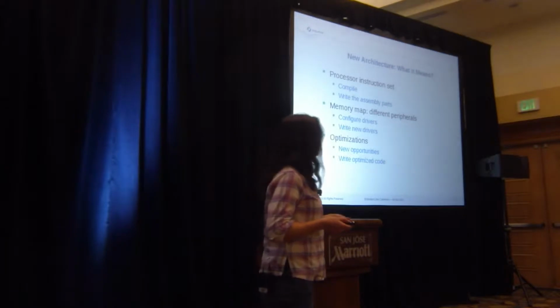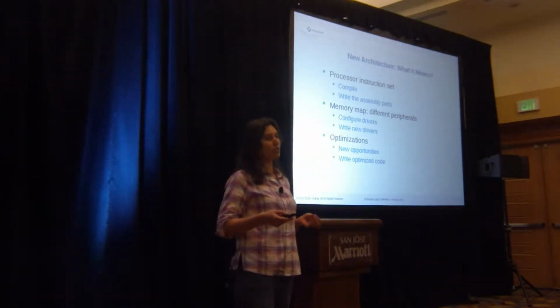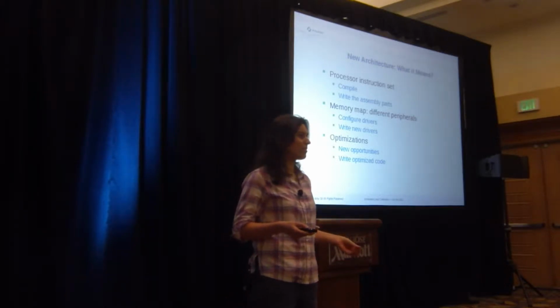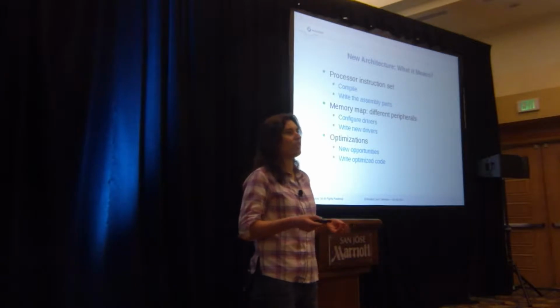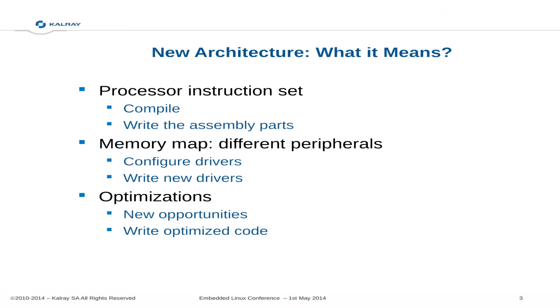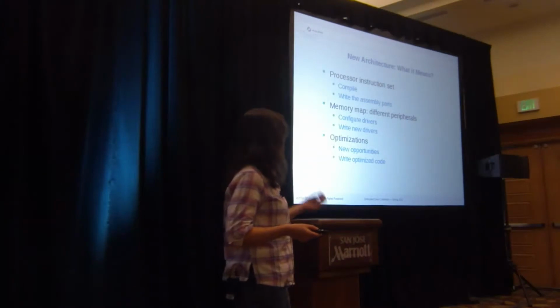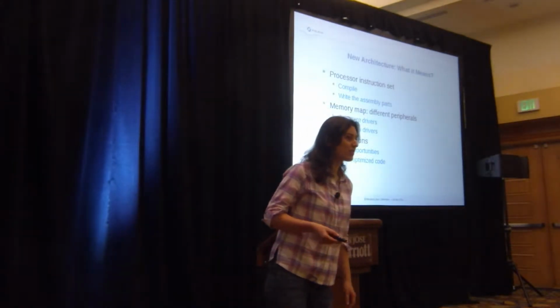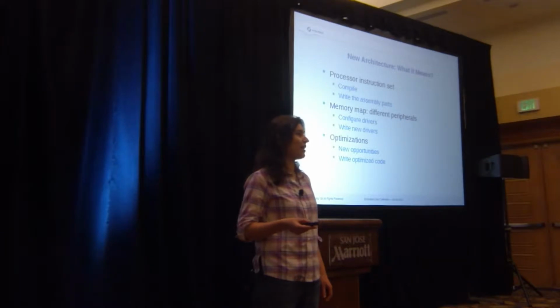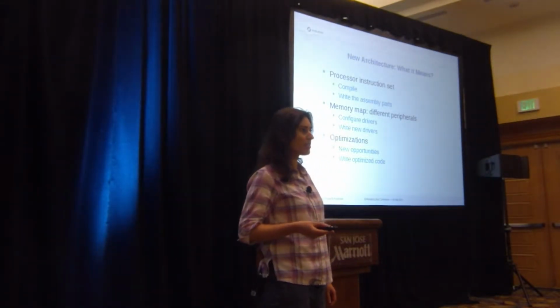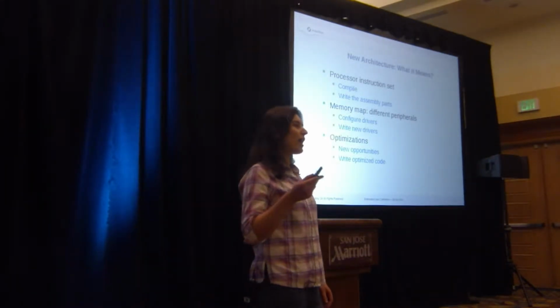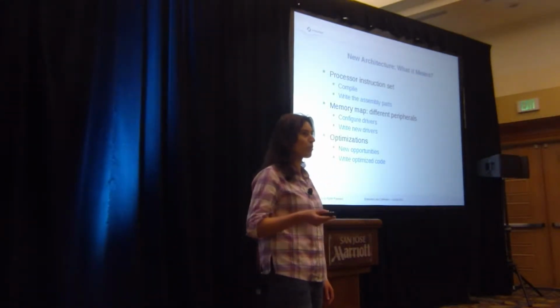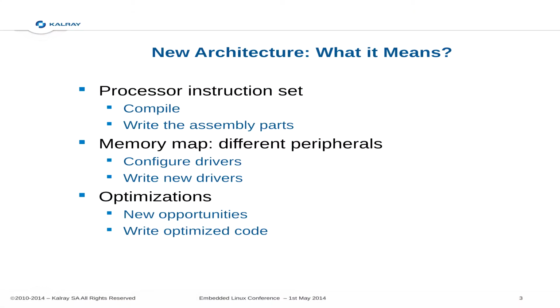To go a little bit into details, when we have a new processor instruction set and the code is in C, you just have to recompile it if everything goes well. If there are some assembly parts, either built-ins or inline assembly, you will have to rewrite them for your new architecture. For the memory map, your memories probably will be in different places, and your peripherals will be either new or in different places or a little bit modified. So you will either have to configure the old drivers to work in the new way, or you'll have to write a completely different driver for every single new peripheral you have.